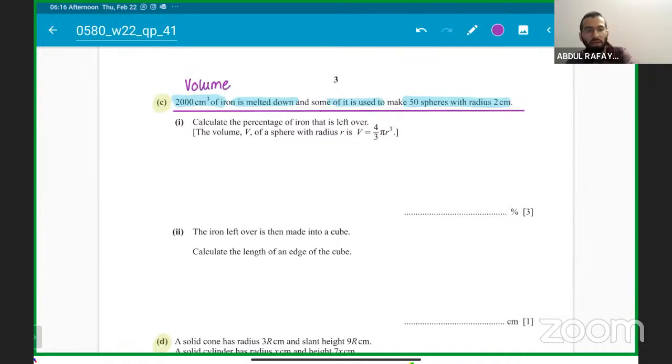The volume is 2000 centimeter cube, and it is melted down to make 50 spheres of radius 2 centimeters. Everyone getting it? What does a sphere look like? A circle type, a round ball. Okay, is everyone getting it, guys?